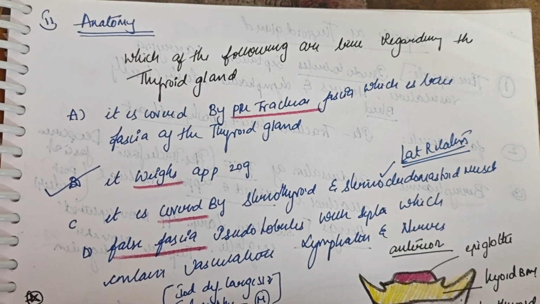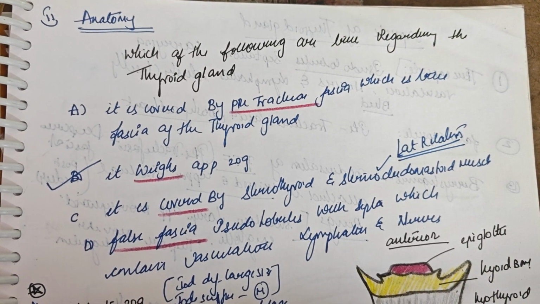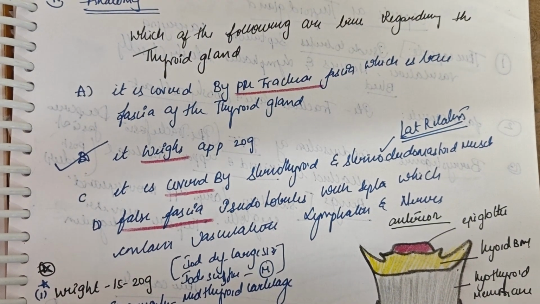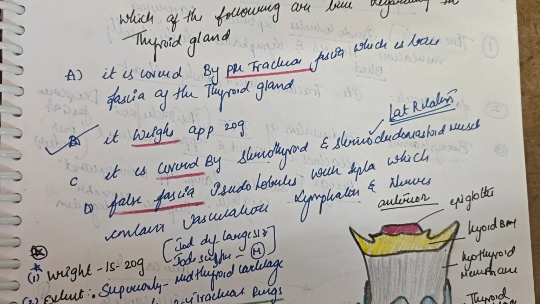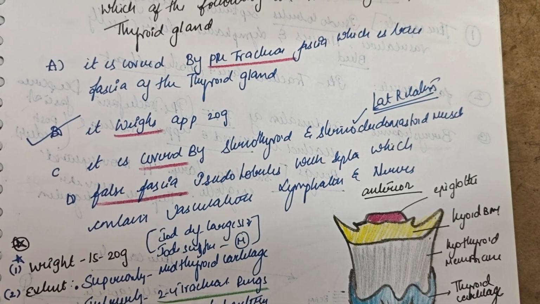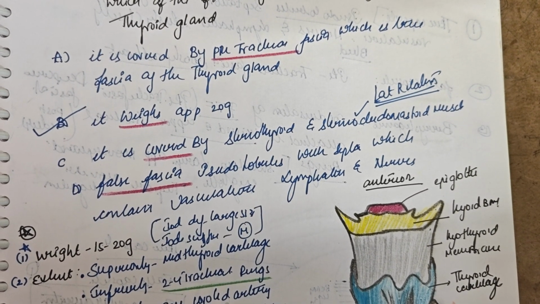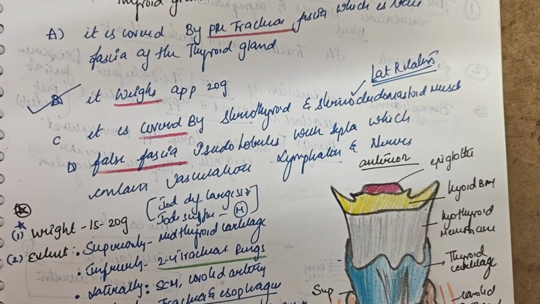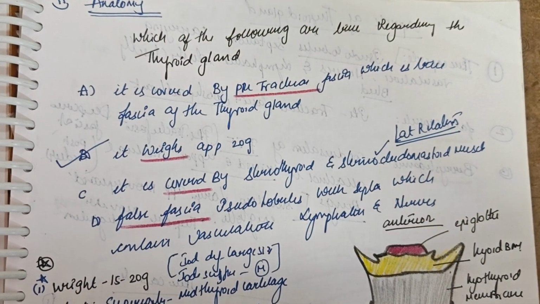The first option is it is covered by pretracheal fascia, which is the true fascia of the thyroid gland. The second option is it weighs approximately 20 grams. The third option is it is covered by sternothyroid and sternocleidomastoid muscle. The fourth option is false fascia, that is pseudolobes with septa, which contains vessels, lymphatics, and nerves. So let us understand each point in detail.